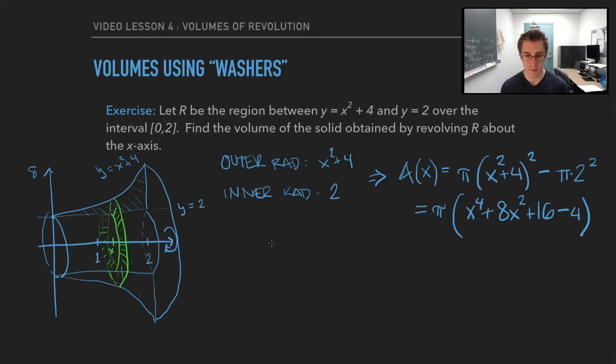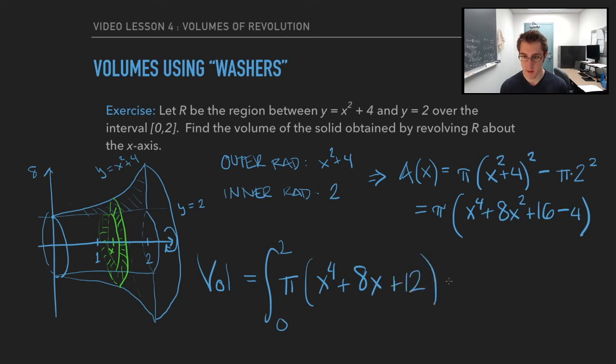Okay, so the volume, remember, is always just going to be the integral over the interval that we are working over, which is 0 to 2, and I have pi times x to the 4th plus 8x squared plus 12 dx. I intentionally didn't leave enough room for me to do the integral here, because this was all I really wanted to illustrate.